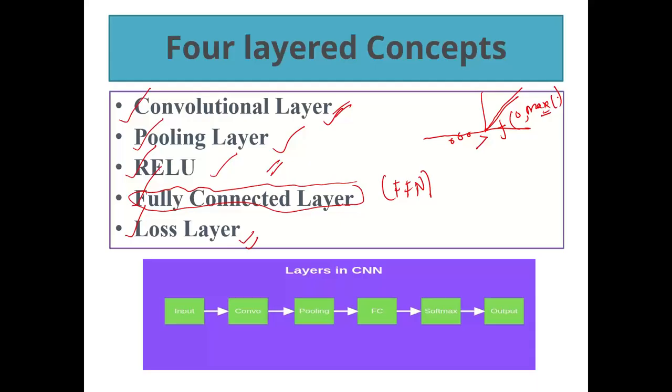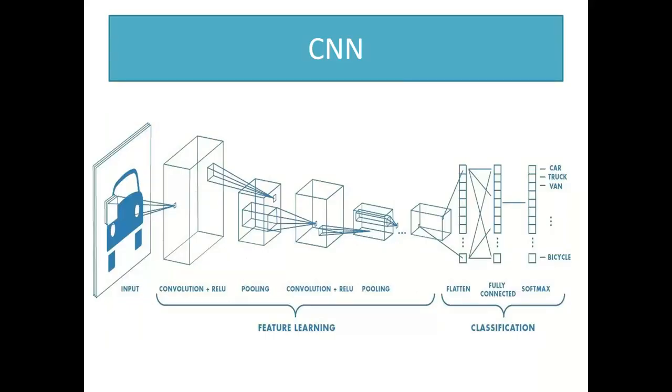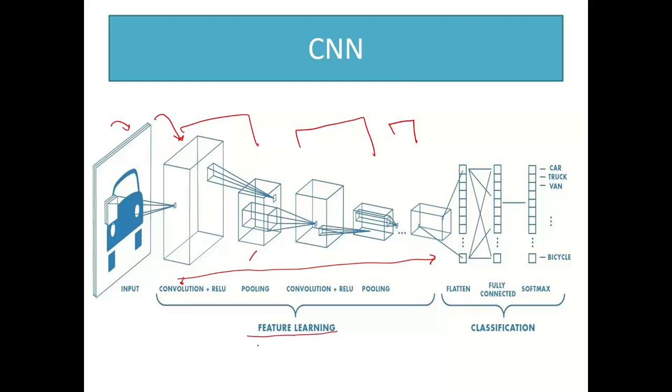This is basically the architecture of CNN. We take the image, and the image is passed through the convolutional layer, then the linear rectifying unit, then pooling. And that can be repeated multiple times. So what is the purpose? At a single glance, the convolutional layer and pooling layer are going to extract the features.